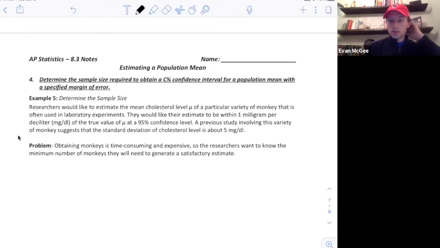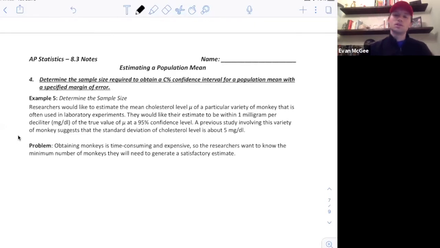They would like their estimate to be within 1 milligram per deciliter of the true value of mu at 95% confidence level. A previous study involving this variety of monkey suggests that the standard deviation of cholesterol level is about 5 milligrams per deciliter. Obtaining monkeys is time consuming and expensive, so the researchers want to know the minimum number of monkeys they will need to generate a satisfactory estimate.